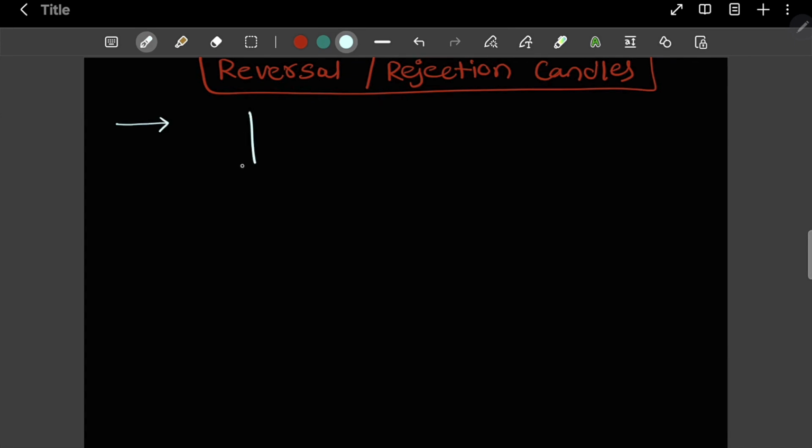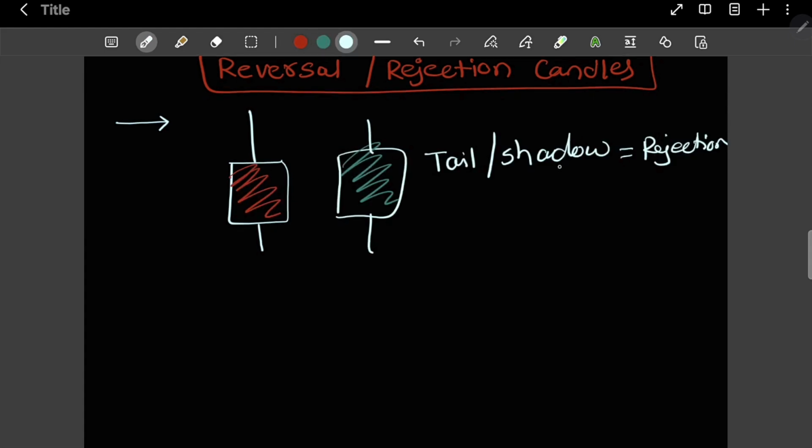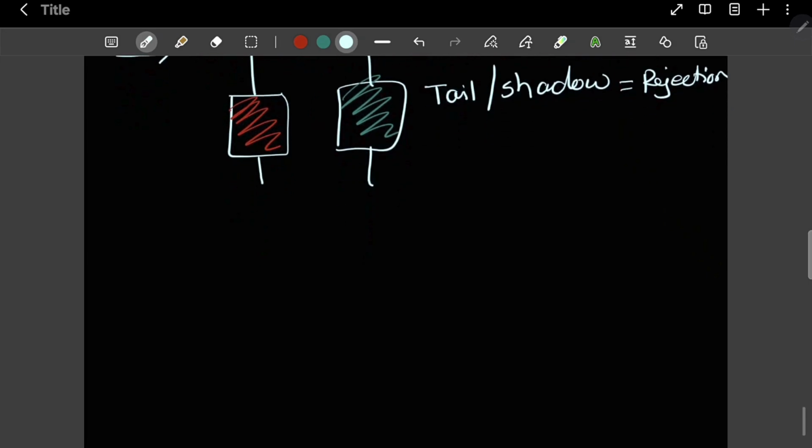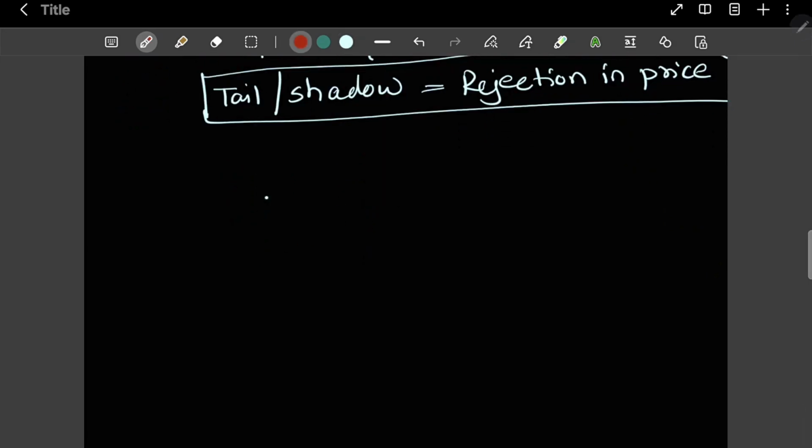So always remember, tails or shadows of the candles are equal to rejection. It can be a red candle or it can be a green candle. So remember, tail or shadow is always equal to rejection. When I say always, we have to emphasize more on the long shadows or tails. So tail or shadow is equal to rejection in the price.